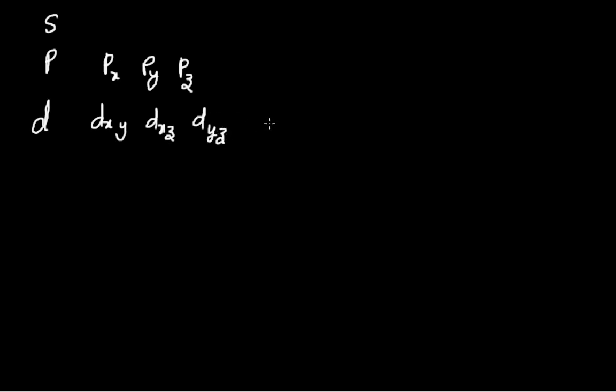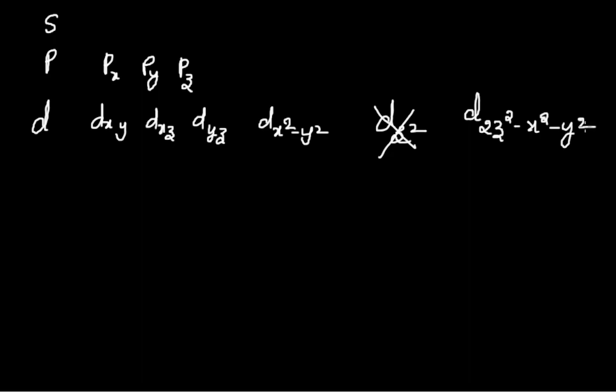Now p: px, py, pz. In d: dxy, dxz and dyz. So these are the subshells, right? dx square minus y square, and dz square. Actually everybody knows it as dz square, but the truth is it has been abbreviated as dz square, but you should know that it is d 2z square minus x square minus y square. If you go to quantum chemistry, this is how it is. If you want, you can cross check.